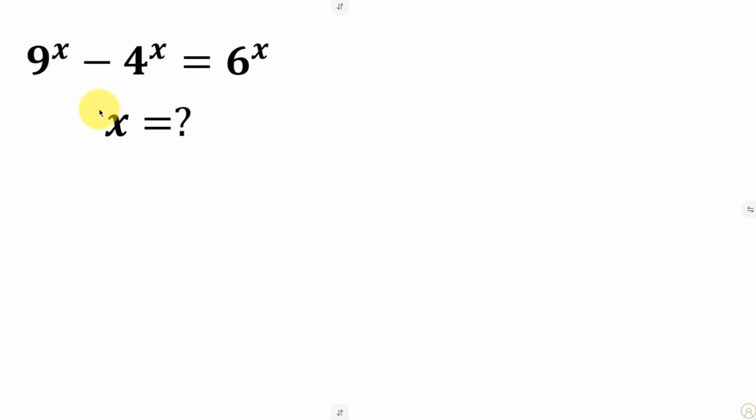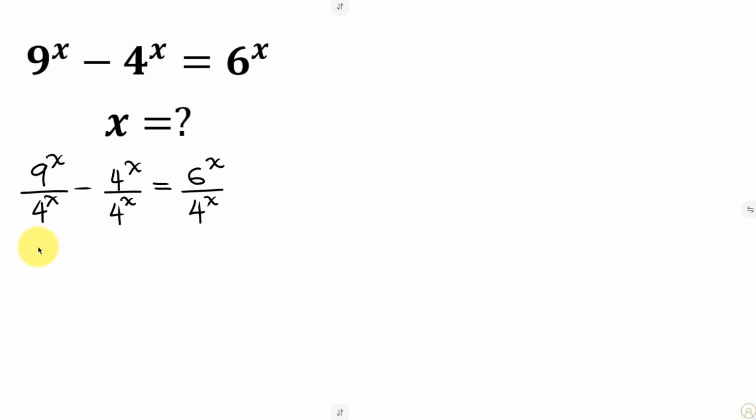We have this interesting question that says find the value of x given that 9 to the power of x minus 4 to the power of x is equal to 6 to the power of x. Well, our first step will be for us to divide through, which is divide each term by 4 to the power of x. So I have 9 to the power of x divided by 4 to the power of x, minus 4 to the power of x divided by 4 to the power of x, equal to 6 to the power of x divided by 4 to the power of x.